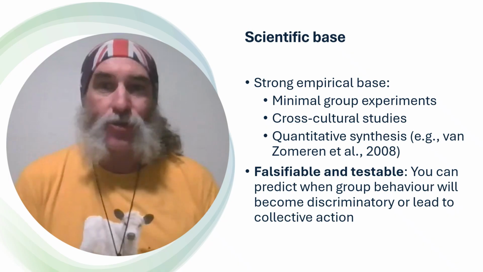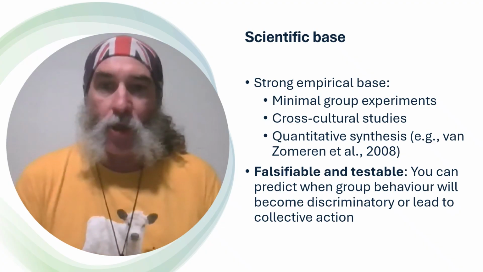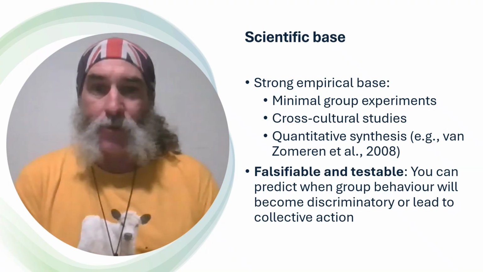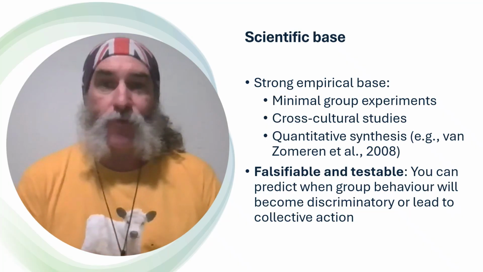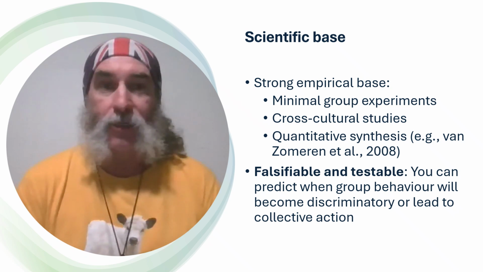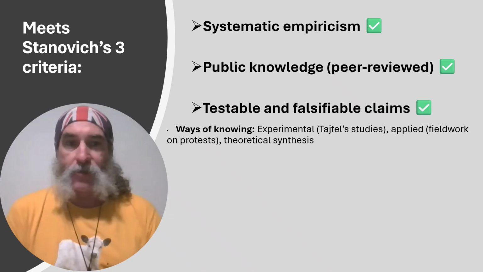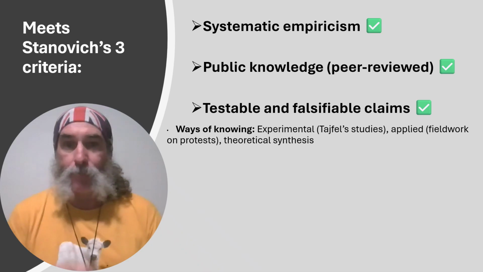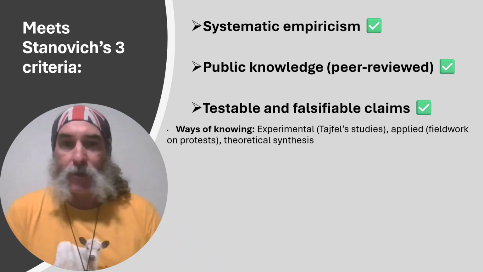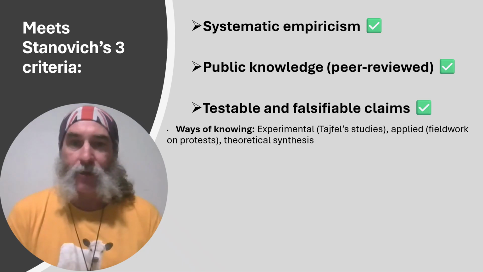Social identity theory has a strong empirical base. There are minimal group experiments and cross-cultural studies, quantitative synthesis. It has falsifiable and testable outcomes for the research. You can predict when group behavior will become discriminatory or lead to collective action. Social identity theory meets Stanovich's three criteria: systematic empiricism, public knowledge, having peer-reviewed research, and its testable and falsifiable claims. Ways of knowing are experimental from Tajfel studies, applied fieldwork on protests, and theoretical synthesis.